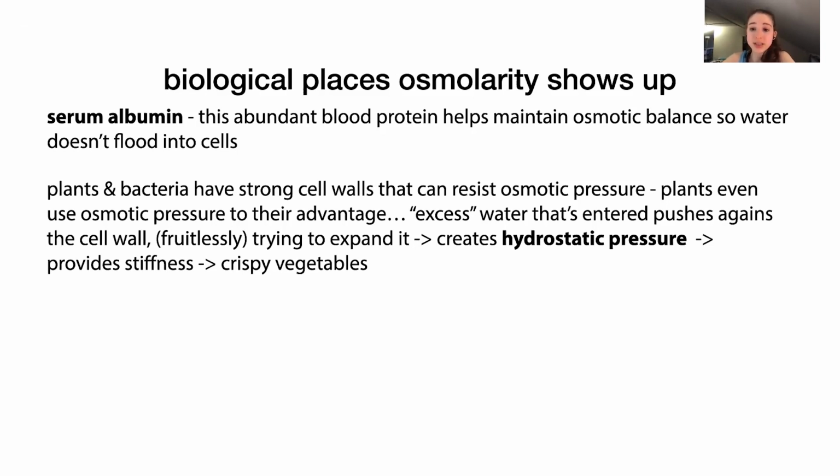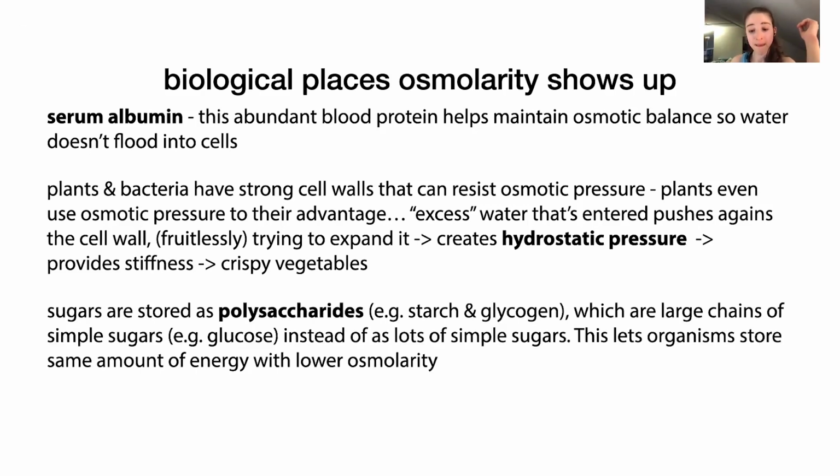So what plants do is they have these vacuoles, and water that enters pushes against the cell wall. It's like it's fruitlessly trying to expand it. And this is going to create hydrostatic pressure that provides a crisp stiffness, which makes for crispy vegetables.